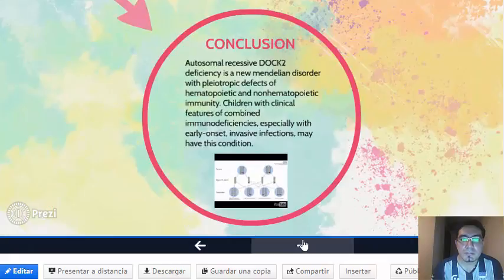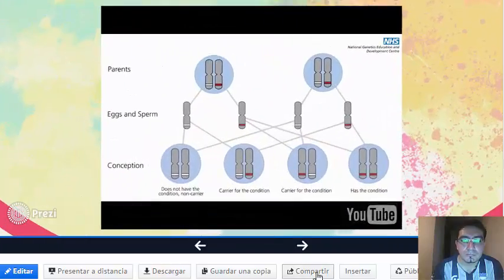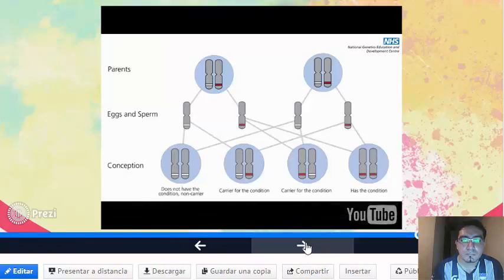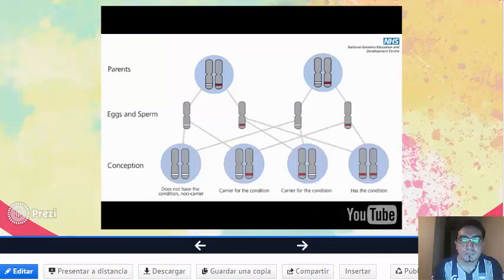Conclusion. Autosomal recessive type 2 deficiency is a new medical disorder with complex defects of hematopoietic and non-hematopoietic immunity in children, with clinical features of combined immunodeficiency. A child will inherit one copy of the usual gene and one copy of the altered gene, and so will be a carrier for the condition. There is a 1 in 4 or 25% chance that a child will inherit a copy of the altered gene from each parent and so inherit the condition.